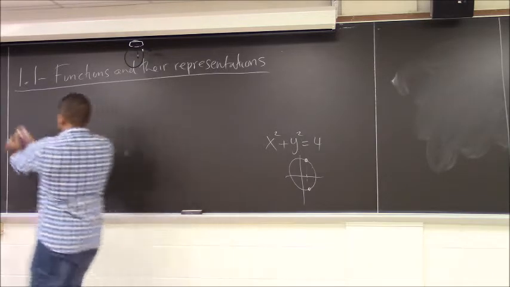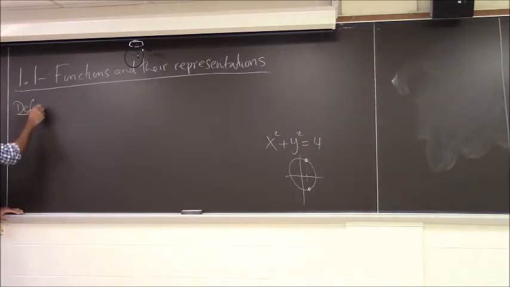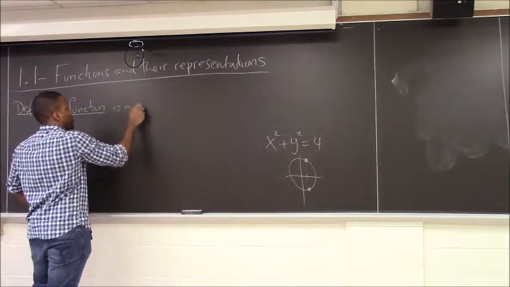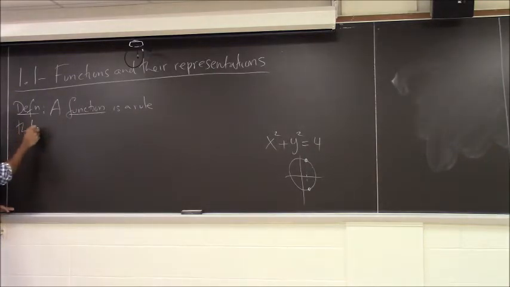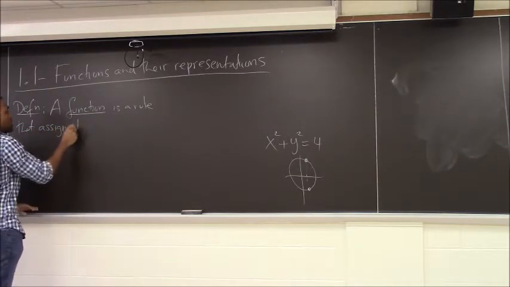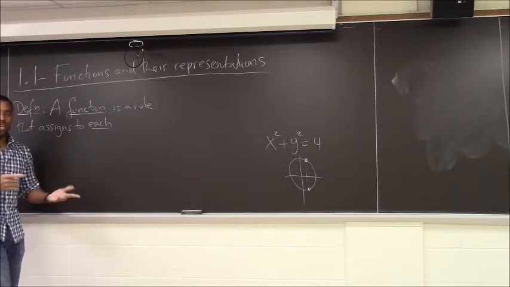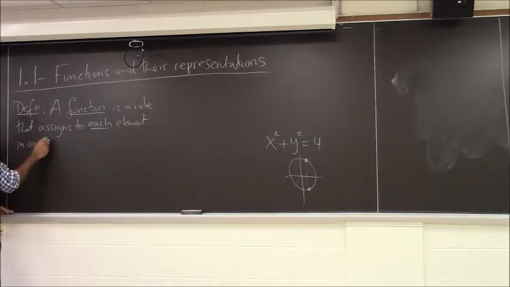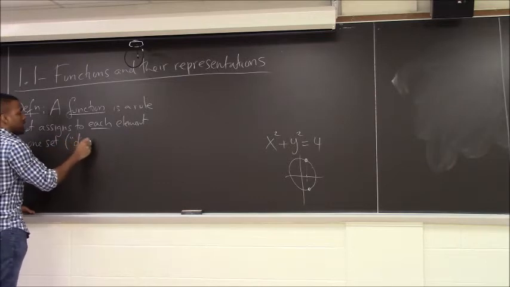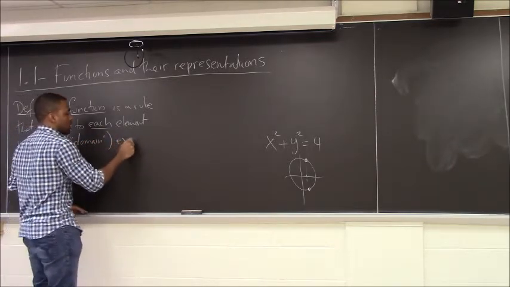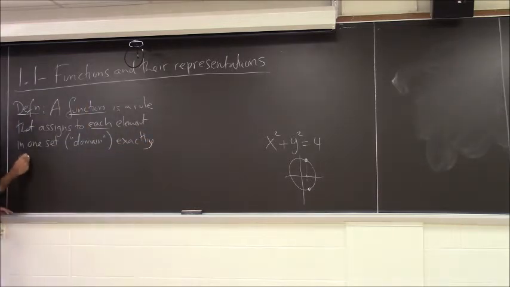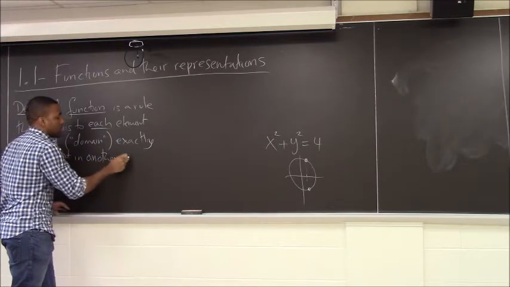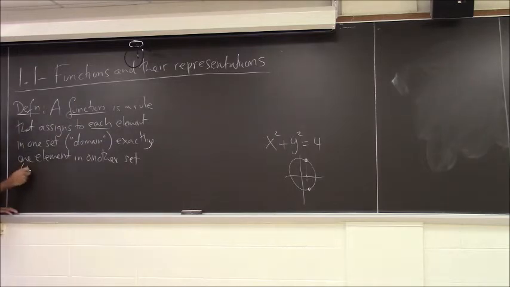So let's start there. So, definition: a function is a rule that assigns to each, as in every, element in one set, we call this set the domain, exactly one element in another set. We call this set the codomain.